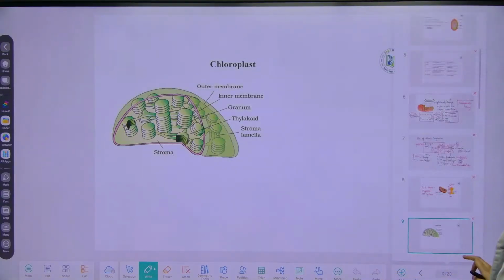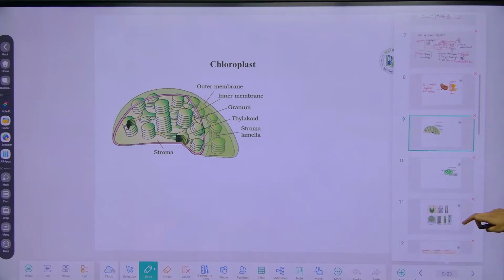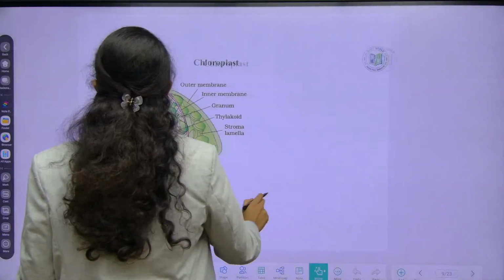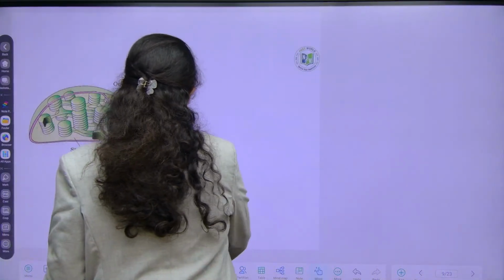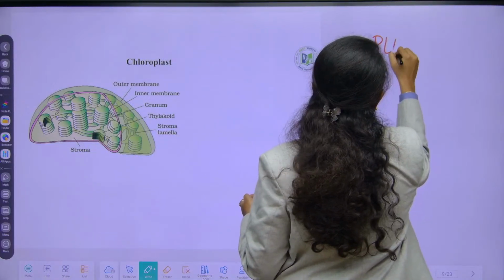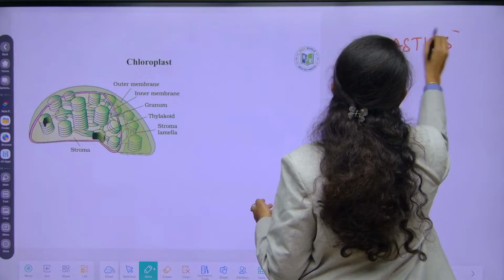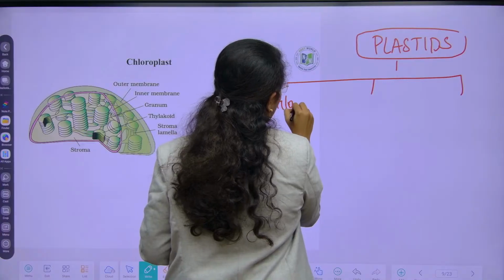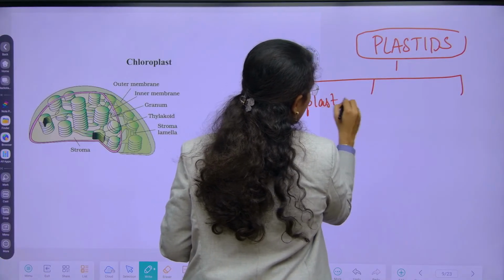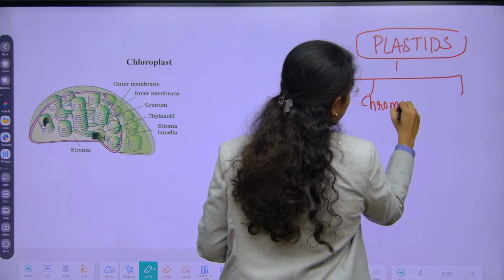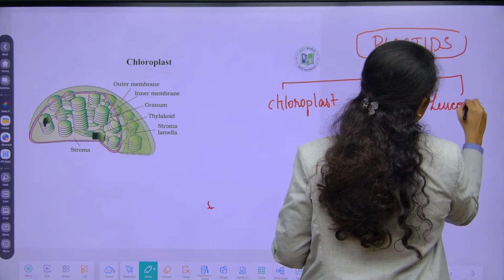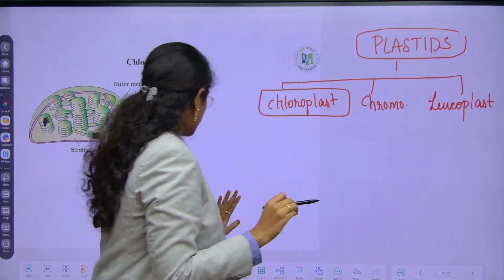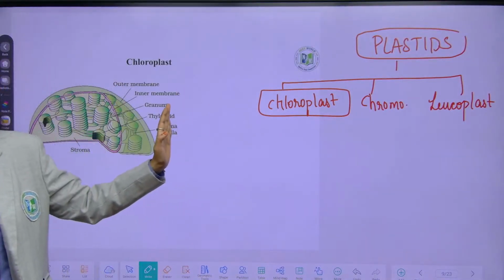We have 3 types of plastids, if you remember. What are they? Chloroplast, chromoplast and leucoplast. First we will learn the complete structure and functions of chloroplast and then we will move on to chromoplast.